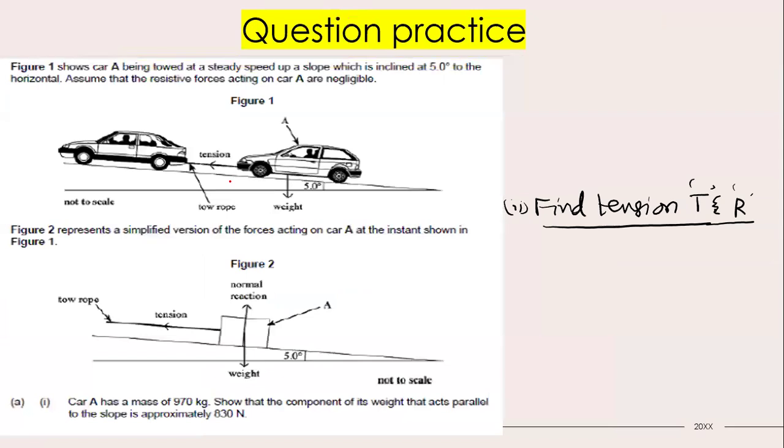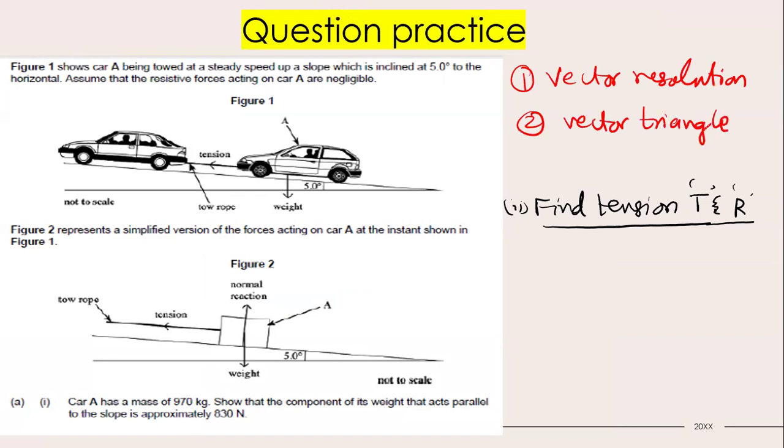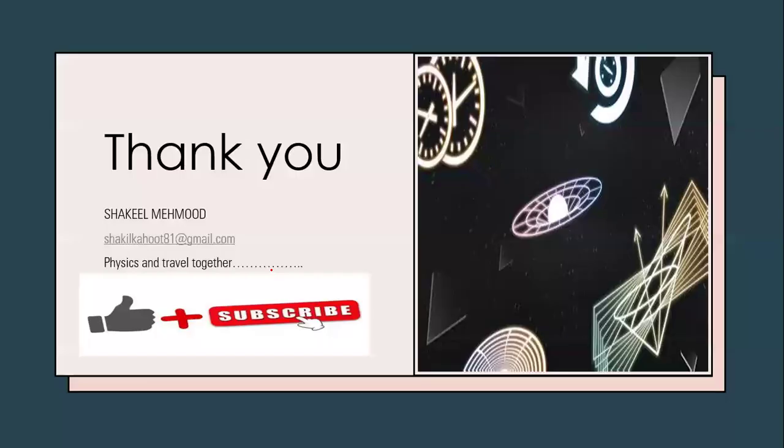And the same is with this. You will be solving it. Again, whatever you have to solve, you have two methods. The first method is the vector resolution method, and the second method is the vector triangle method, right? So try to do that. I will be adding the solved solutions of these in the description. You can comment at the end of the video if you want further explanation for these questions.